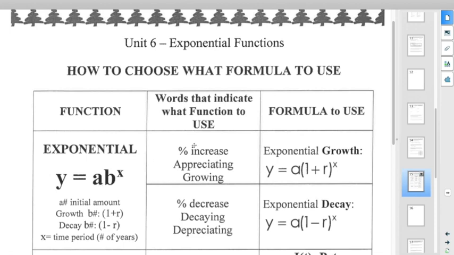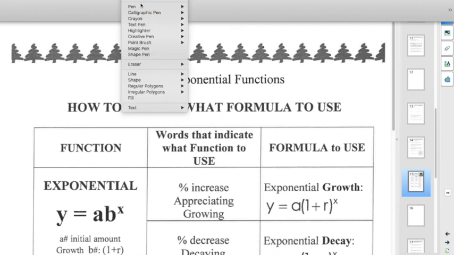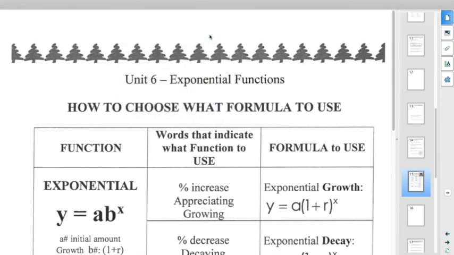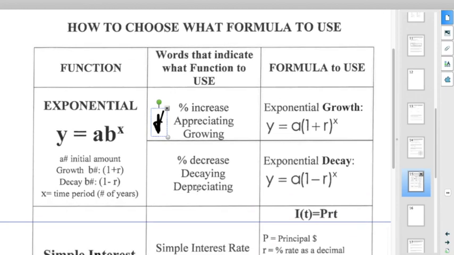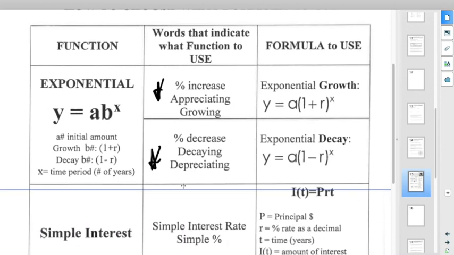Words that indicate what function to use. These are your key words for figuring out which one to use. So for increasing, for growth, it's either a percent increase, it's appreciating, or it's growing. If it is a decay, it would say percent decrease, or it's decaying, or it's depreciating. So those are the three that we're going to look at today. It just helps you out.